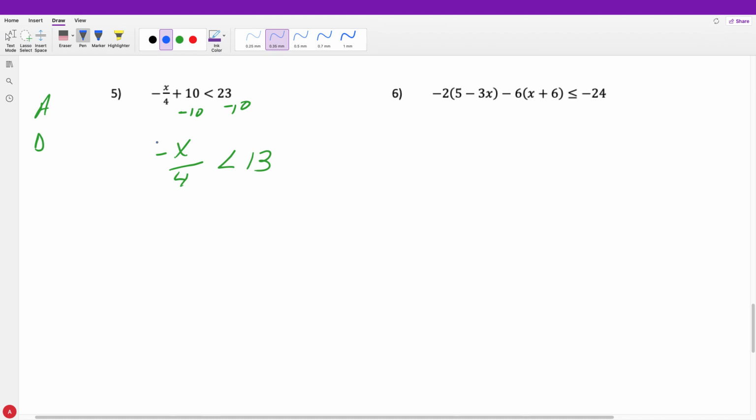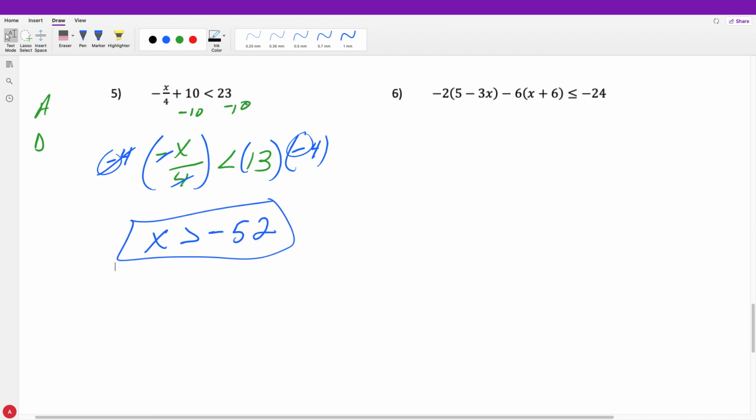All right, then to get rid of this division, we're going to go ahead and multiply. But since it's a negative x over 4, we're going to multiply by negative 4. This will cancel out the 4 and the negative. So we have x. We multiply both sides by a negative, so we need to flip our inequality. And 13 times negative 4 is going to give me negative 52. And that will be our final answer.